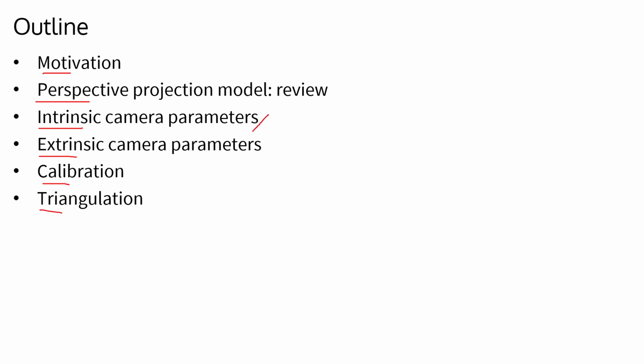Intrinsic parameters means the parameters that characterize a camera that are internal to the camera. Extrinsic camera parameters are the ones that are outside the camera, extrinsic to the camera. That means depending on how you have located the camera with respect to the world coordinate origin.